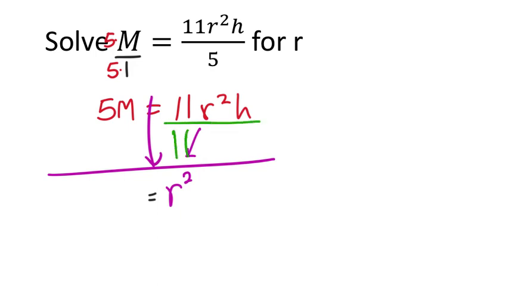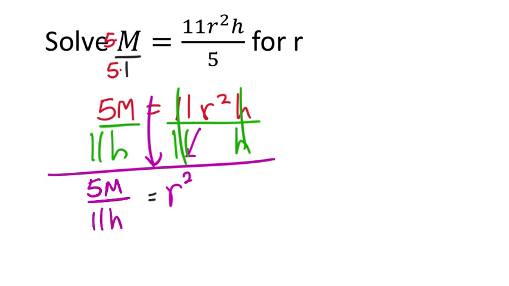I'm going to divide 11 by itself, but if I do it to one side, I got to do it to the other side. That would be a 1. And then the h also, divide it by itself, but if you do it to one side, you got to do the other side. So there's a phantom 1 as well. Again, I made these phantom 1s. They're there, by the way, you just can't see them. And now on the left side, I now have 5m over 11h.